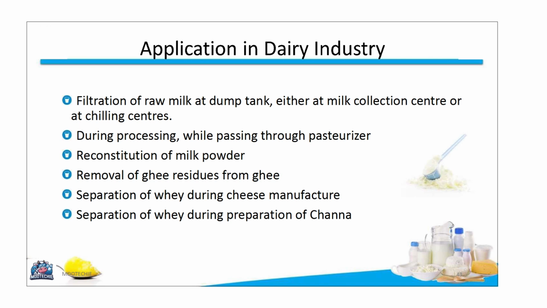Filtration has many applications in the dairy industry. It is used for the filtration of raw milk at the dump tank in milk collection or chilling centers. It occurs during processing while milk passes through a pasteurizer. It is used in the reconstitution of milk powder. It helps remove ghee residues from ghee. It is essential for the separation of whey during cheese manufacture and during the preparation of channa.